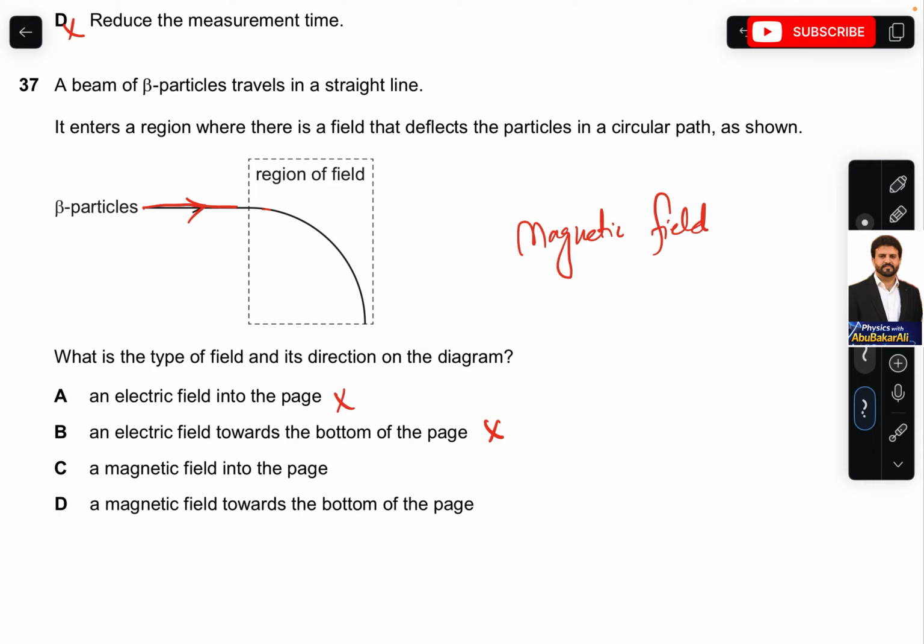So if you see at this point, the force will be somehow downward, it should be perpendicular to the force as well. Okay, so this is the direction of force. It should be into the page. You can even apply the left hand rule as well. But when you are applying the left hand rule, beta is moving this way. The direction of current will be taken towards the left side. Then you can apply the left hand rule and you can find the magnetic field.